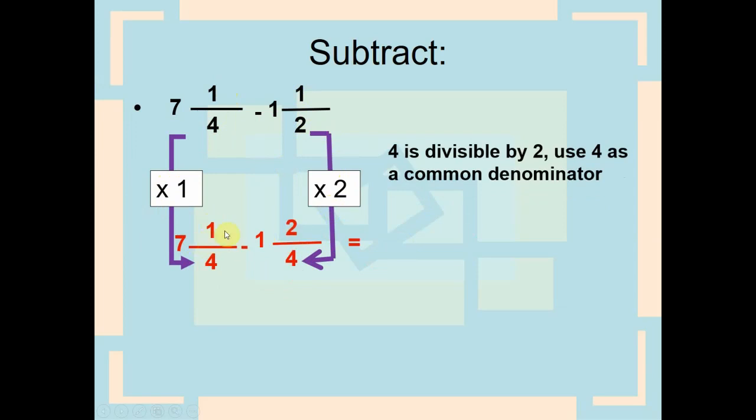And here, because 1 is smaller than 2, the first numerator smaller than the second numerator, we can't subtract them. Borrow 1 from the whole number, borrow 1 from 7. 7 will be 6, and we add the denominator and the numerator. 4 plus 1 equals 5. Subtract now the whole numbers. 6 minus 1 equals 5, and the fraction 5 minus 2 equals 3 over 4. The result will be 5 and 3 quarters.